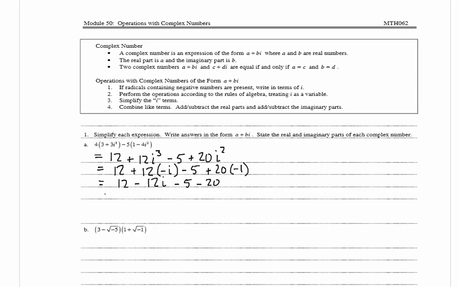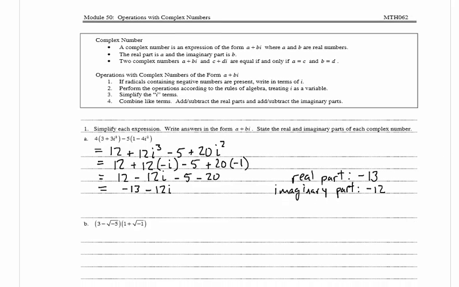And now we're going to combine our like terms. So we have 12 minus 5 is 7, minus 20 is negative 13. So we have negative 13 minus 12i. And the real part is negative 13. And our imaginary part is negative 12.